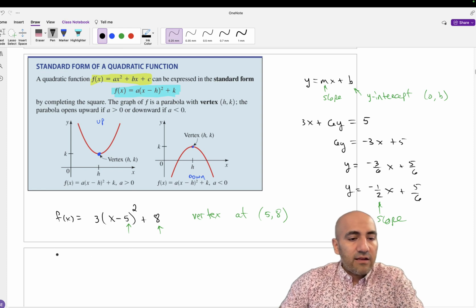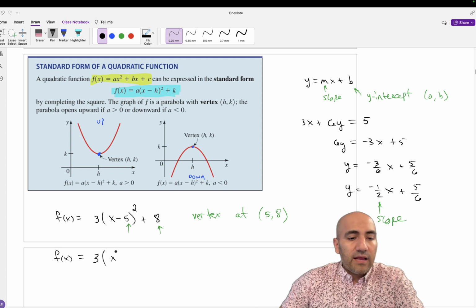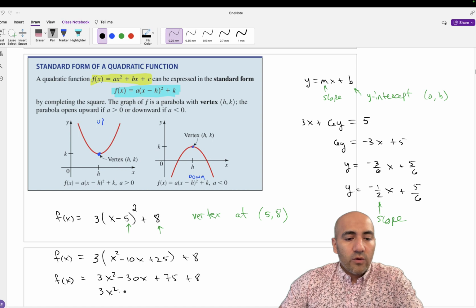Okay, so we can use algebra to go back and forth. So for example, back to the standard form, we can go forwards and backwards with the standard form and the vertex form. So now if we wanted to express this exact same thing in the standard form, all we have to do is FOIL this out and expand it, combine like terms. So expanding this gives you x squared minus 10x plus 25 plus 8. Now we distribute that 3, and we get 3x squared minus 30x plus 75 plus 8. And so now we just combine this 75 over here. And so we end up with 3x squared minus 30x plus 83, right?